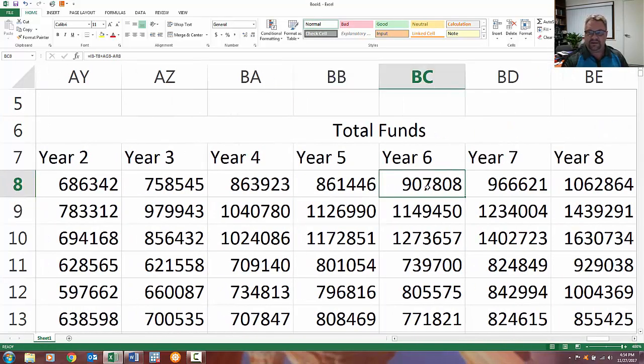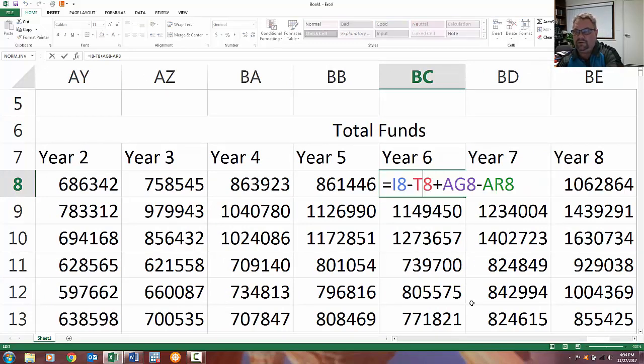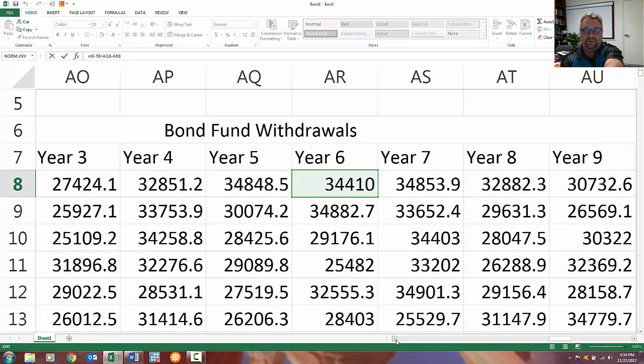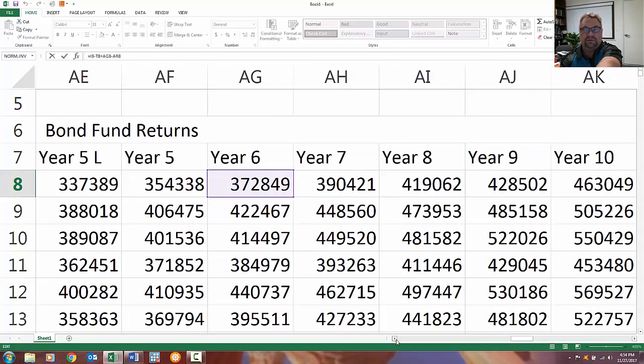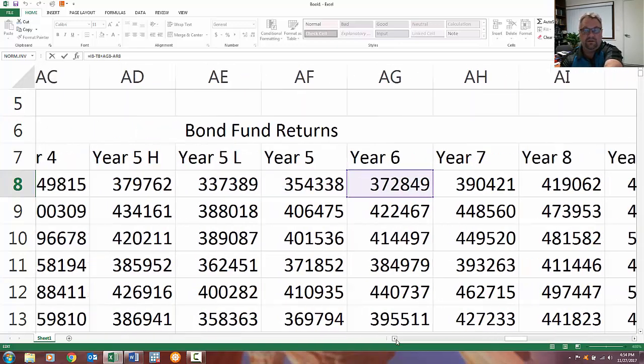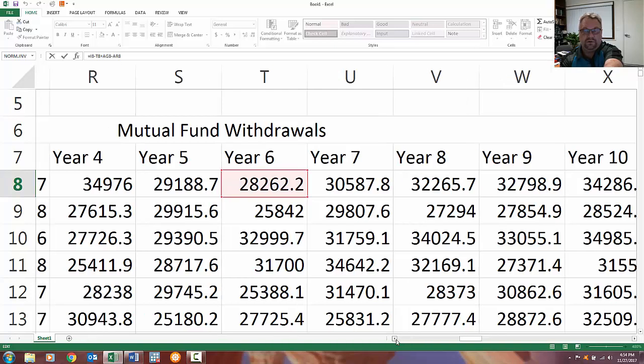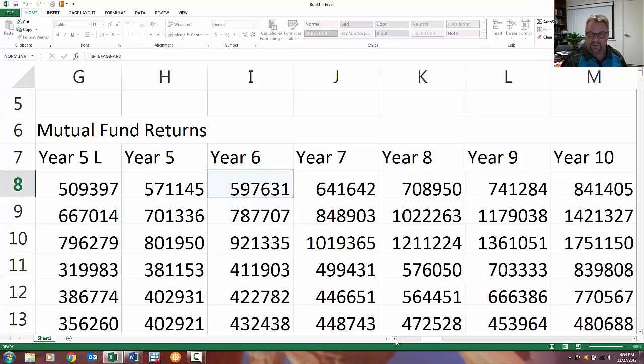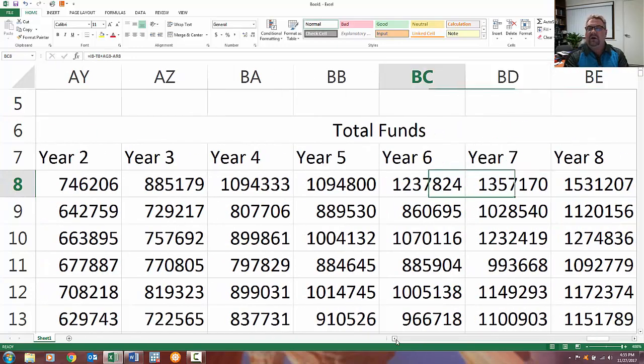And then years 6, 7 and 8 are not going to change. To see that, just double click this and then just move through. Right, so I've got the year 6 withdrawals. That's AR8, that's a minus. Good. Year 6 returns, good. Year 6 withdrawals, good. Year 6 returns, good. So that's all I have to do. Let me hit enter. The point being is all I have to do is update the year 5 for the total funds. And then I need to copy this down.